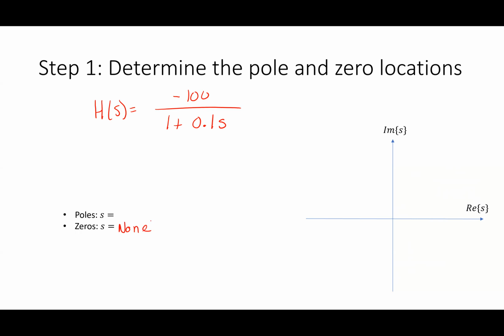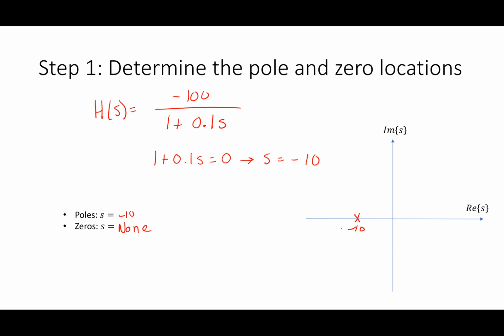And poles, what do I have? One at negative 10, right? So I say 1 plus 0.1 S equals 0. That corresponds to an S equal to negative 10. All right, so my pole is over here at S equal to negative 10. Negative 10 sits on the real axis right there. I make an X for my pole, and I make a 0 for my zeros, but I don't have any to worry about.